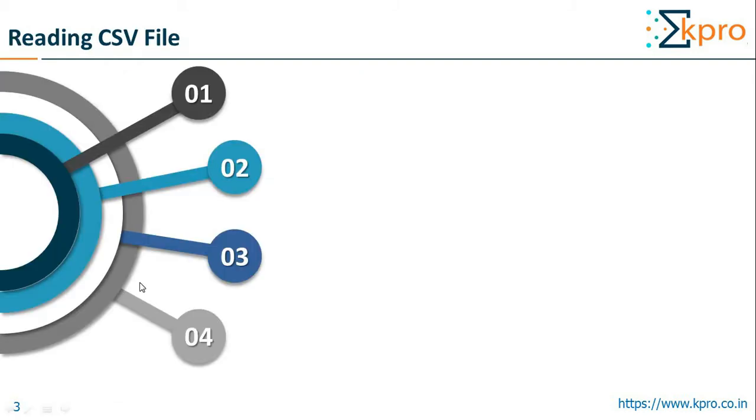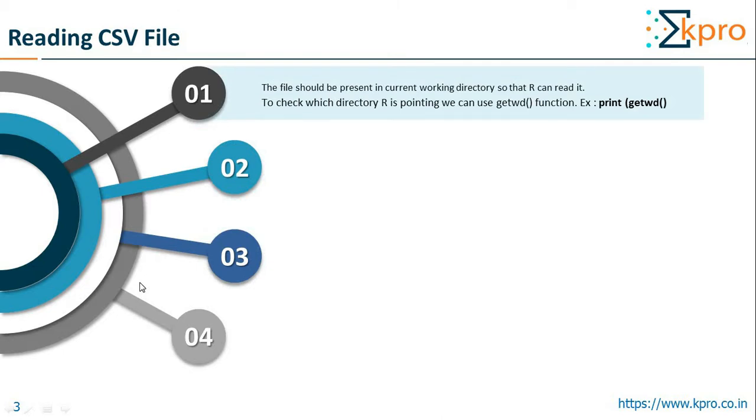Reading from CSV file. Before starting reading from a CSV file, one thing we should keep in mind is the file must be present in the current working directory of R. Now the question arises, how to know the current working directory of R? To know the current working directory of R, we have the getwd function. It returns the current working directory of R.